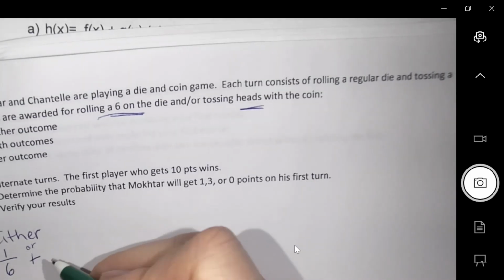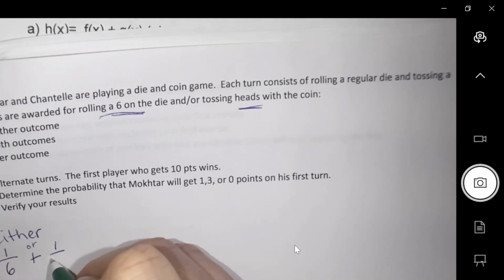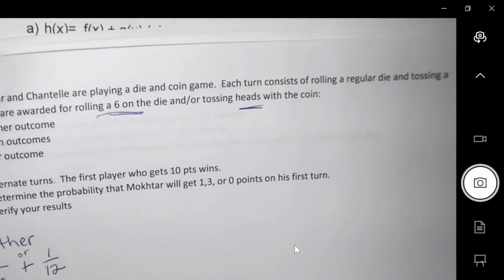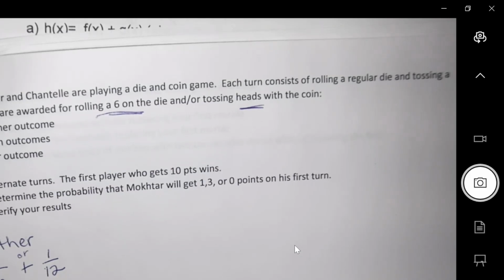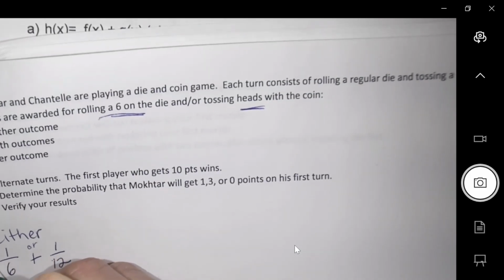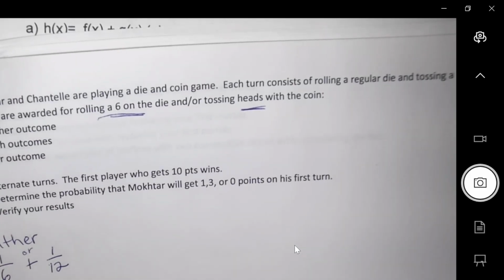Or getting ahead. Okay, so this would be, I'm just going to make this a 2 out of 12. This would be 3/12.